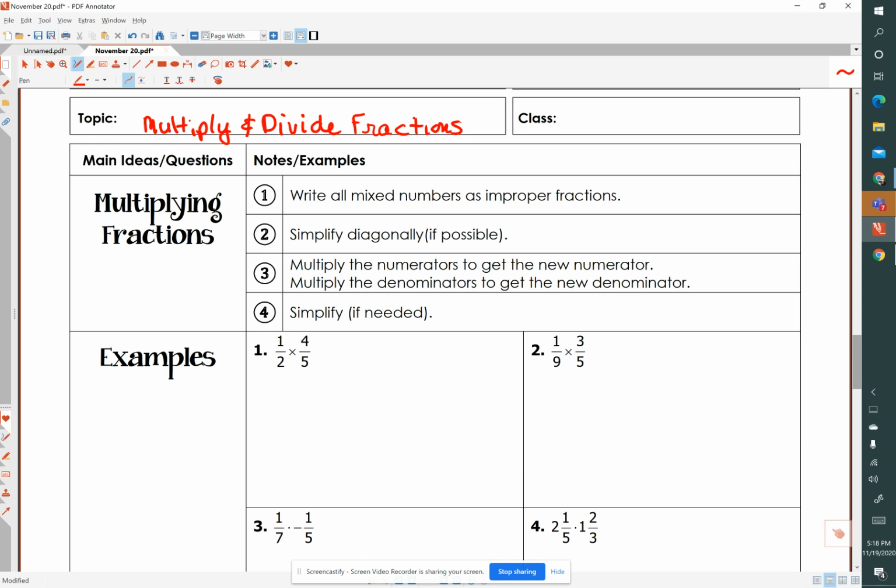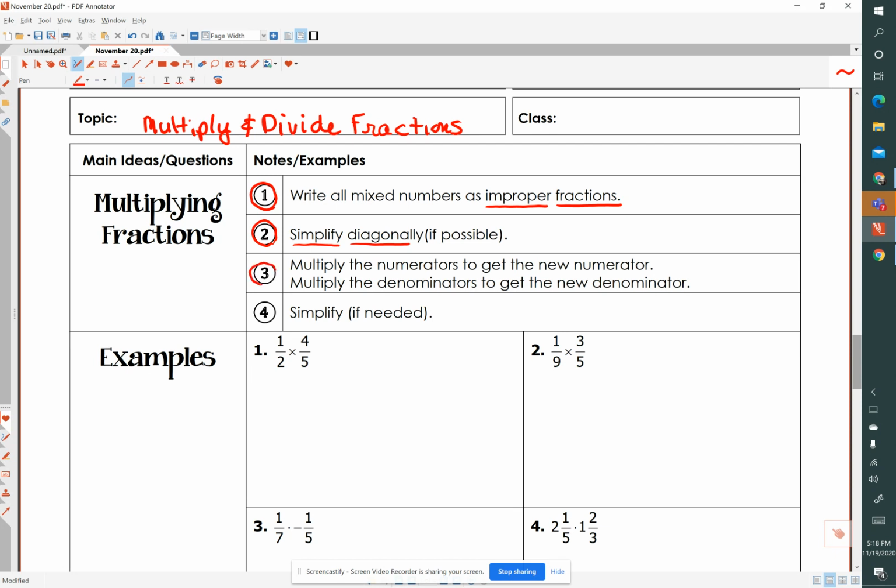So let's look at these steps. We're going to write all mixed numbers as improper fractions. I know sometimes we've done it where we've added and subtracted the whole numbers, but today we're going to write them as improper fractions. We're going to simplify. I think you're thinking about your exit ticket already. If you are, good for you. We're going to simplify diagonally, and we'll talk about what that means.